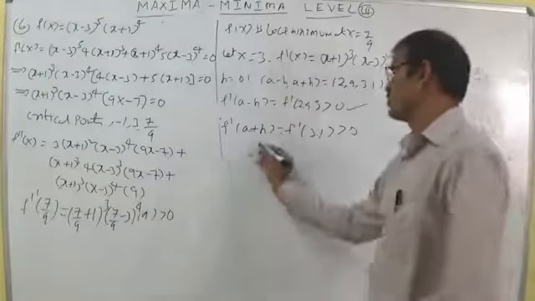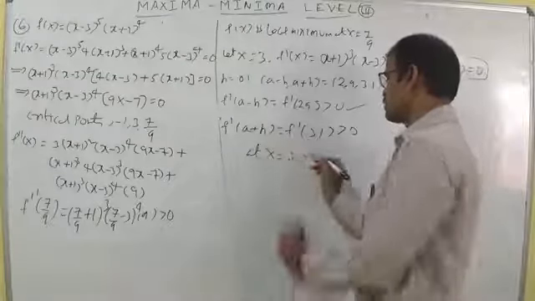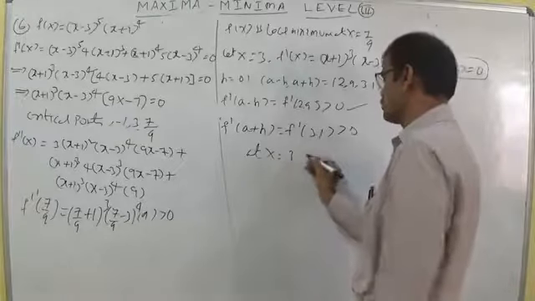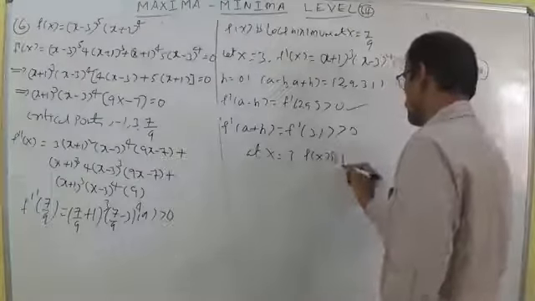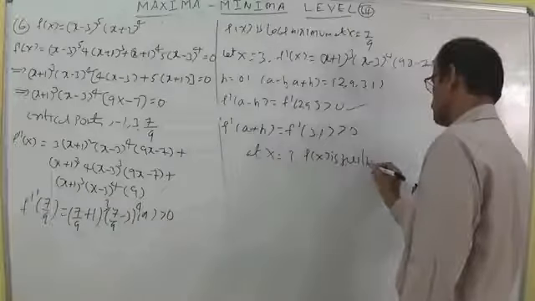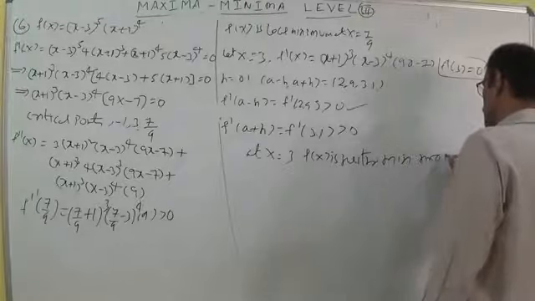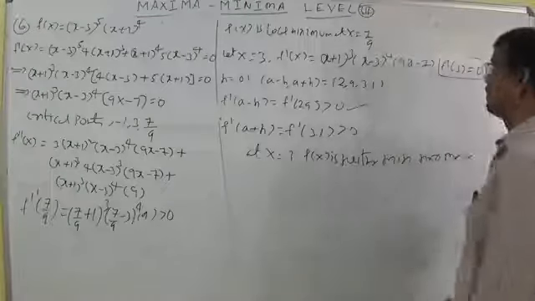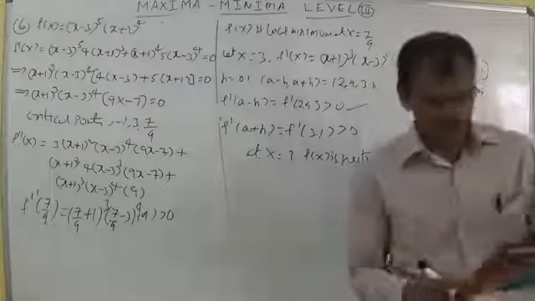At x is equal to 3, first derivative test, there is no change. If there is no change at x equal to 3, f of x is neither min nor max. Neither minimum nor maximum. So let us discuss about the critical points. x is equal to minus 1.